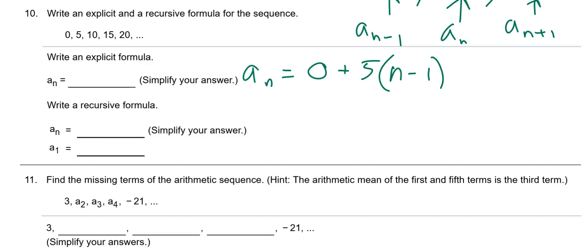All I'm doing is using the point-slope form that we talked about before, and I'm throwing in the common difference and the first term. Now the recursive formula, remember, has two parts. You have to identify the first term, and then you have to give it a way. So that would be a sub n minus 1 plus how much are we adding each time? We're adding 5. So there's your recursive formula for that.